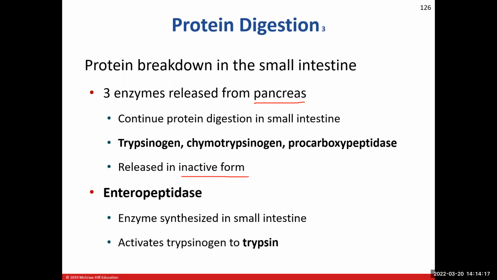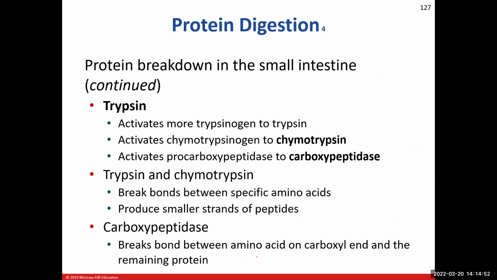Enteropeptidase, this enzyme here, made in the small intestine, is going to convert trypsinogen into trypsin. Now we're going to get into some fun here because you're going to see this cascade. It's almost like an activation cascade. So that enteropeptidase is going to activate trypsinogen into trypsin, the active form.